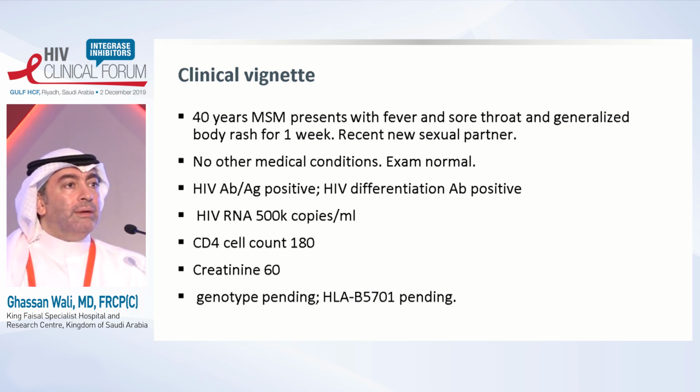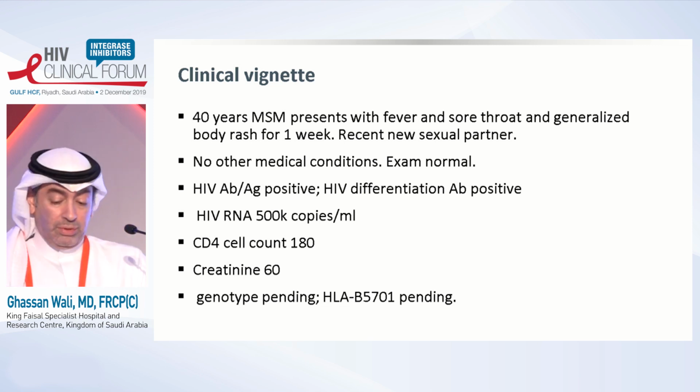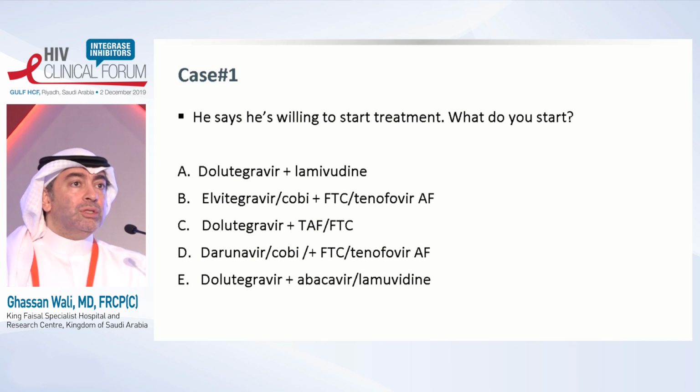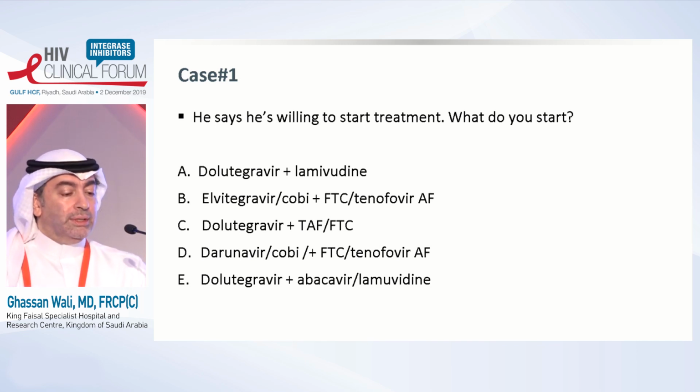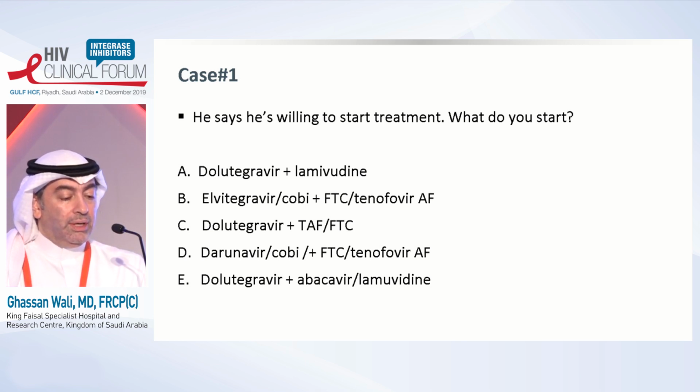So like many of our patients who present to clinical practice, he was basically a late presenter. His creatinine was 60. His creatinine clearance was 60. His genotype and HLA B5701 were pending, so we don't have information on that. The patient is willing to start therapy, so what would you start this patient on? Would you put him on a 2-drug-based regimen in the form of dolutegravir and lamivudine versus elvitegravir-based regimen, dolutegravir plus FTC, or a darunavir-based regimen, or would you use dolutegravir plus abacavir lamivudine?